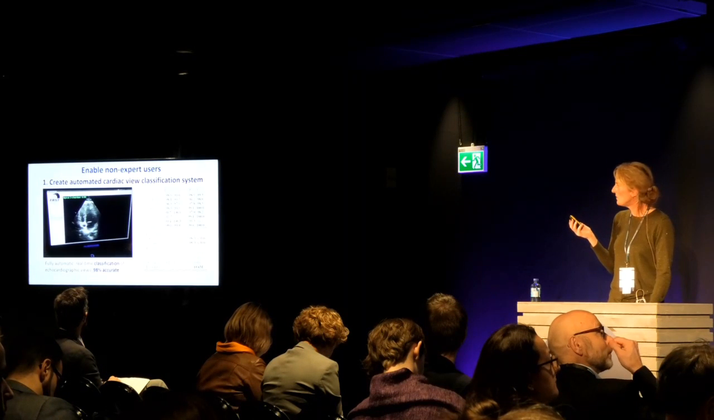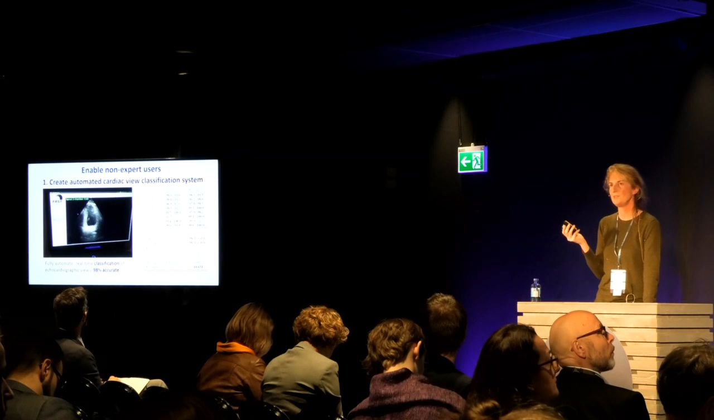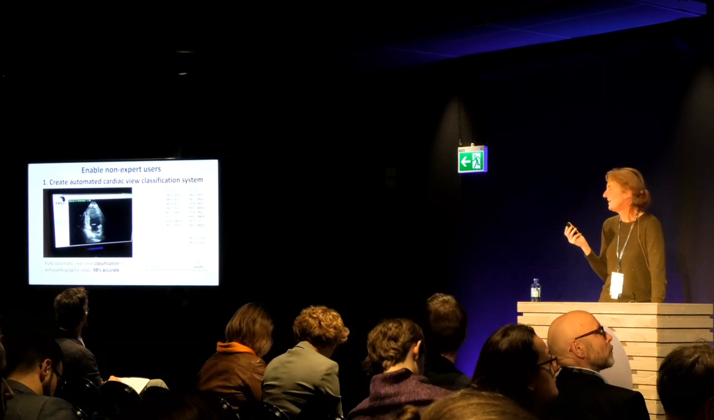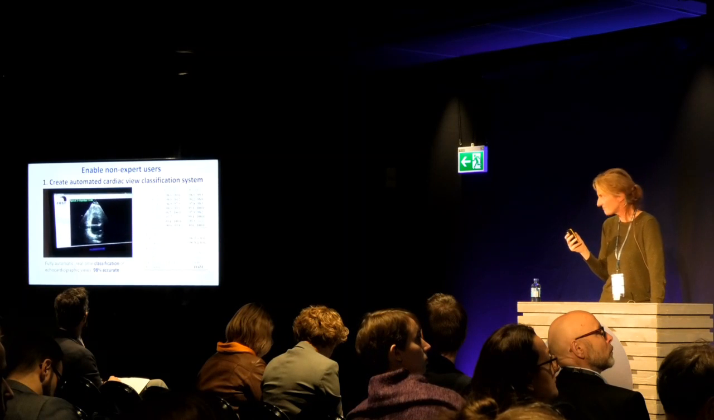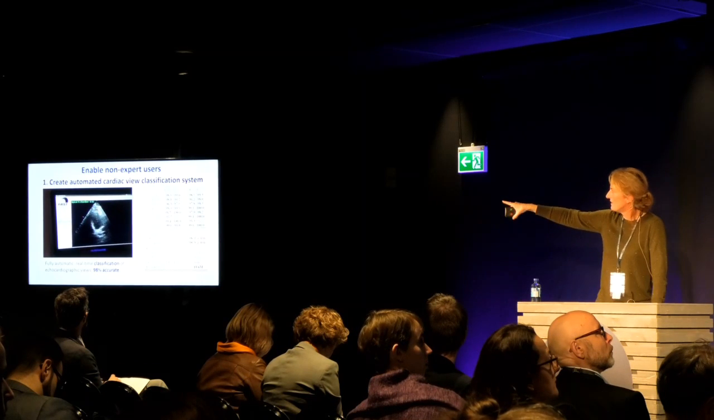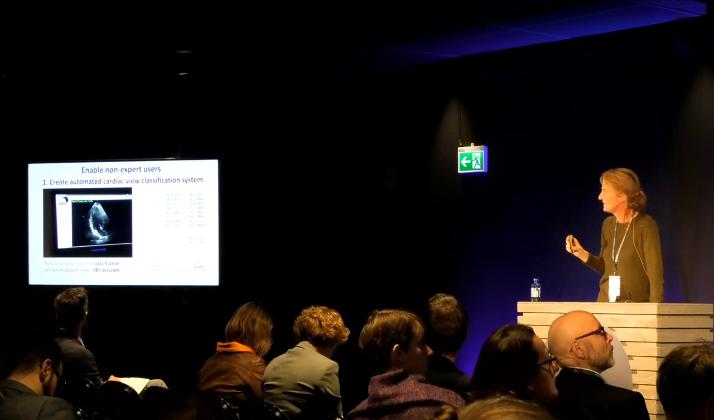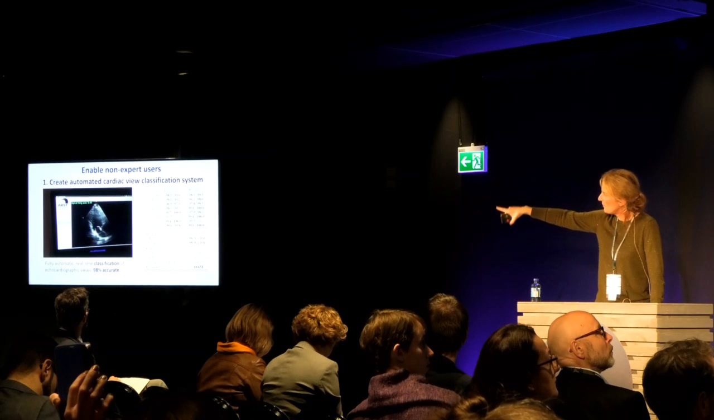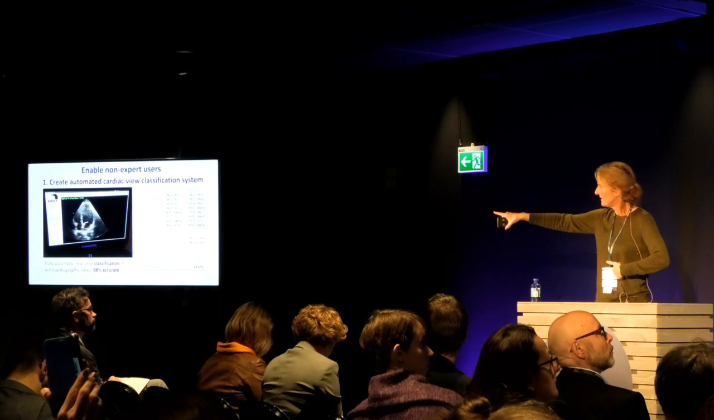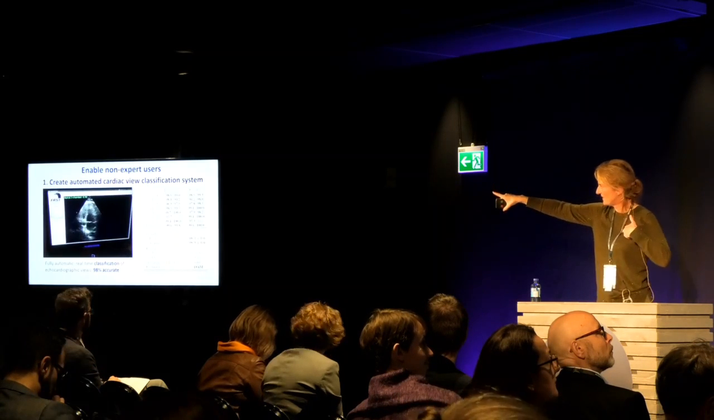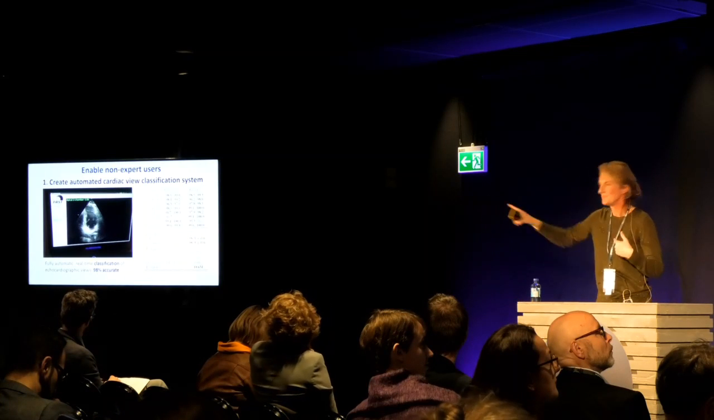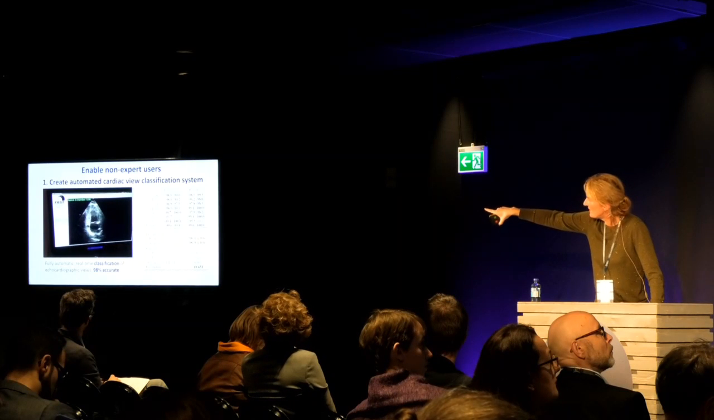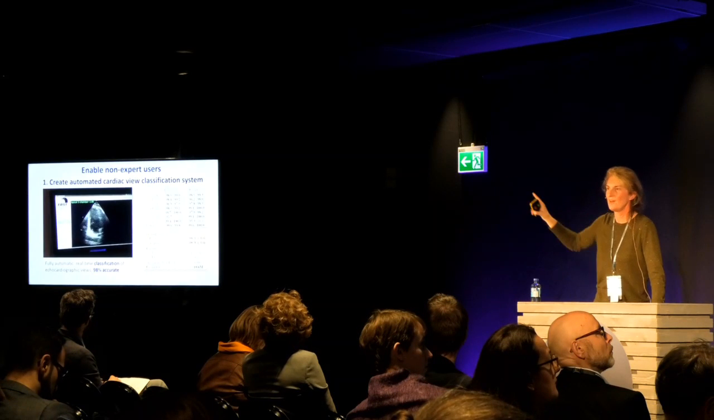And this is another example. This is how to enable non-expert users, how to make a GP a cardiologist. The movie on the right is a movie of the beating heart. So the tip of the heart is on the top, and the base of the heart is at the bottom of the image. And you can see that there are some white things in the middle moving up and down. Those are the heart valves.